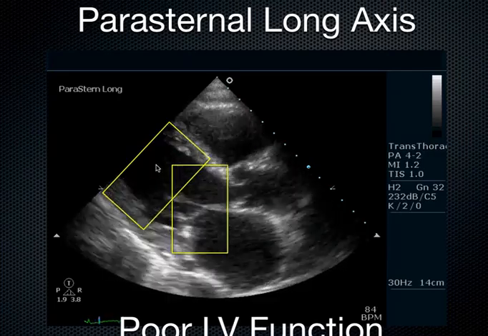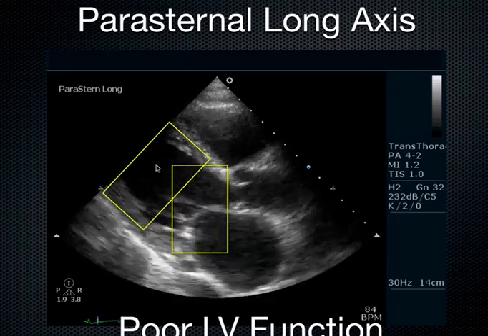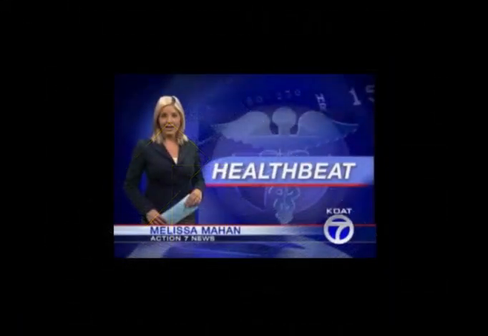So this patient has poor left ventricular function. So we use this every single day in the emergency department and up in the ICU.